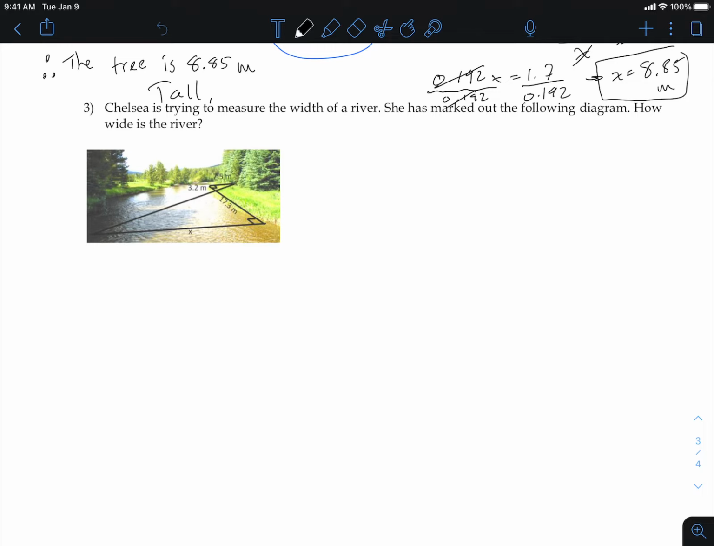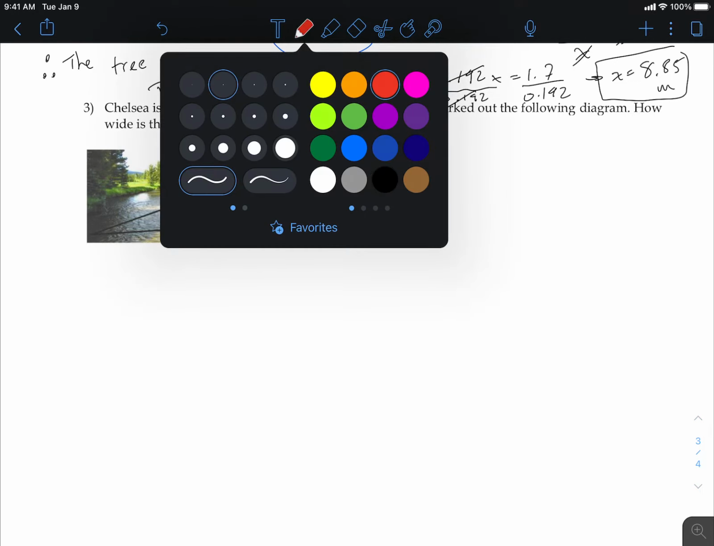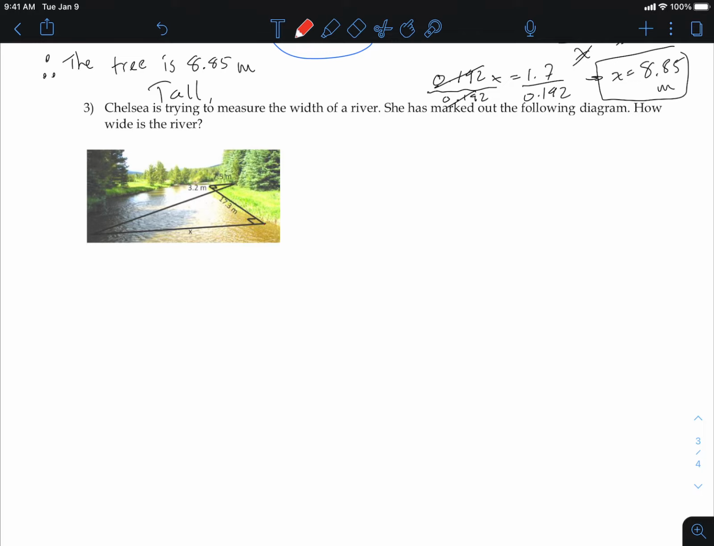Okay, so just again, Chelsea walks along the river, right? She's trying to measure the width of this river, right? So she walks along 17.3 meters, then walks another 3.2, and then walks 7.5 away from the river, right? And she sets up this diagram in an attempt to figure out how wide the river is. Okay, that's what X is.